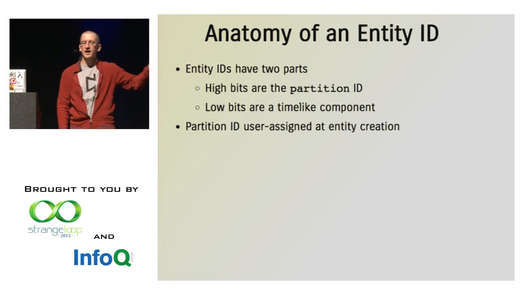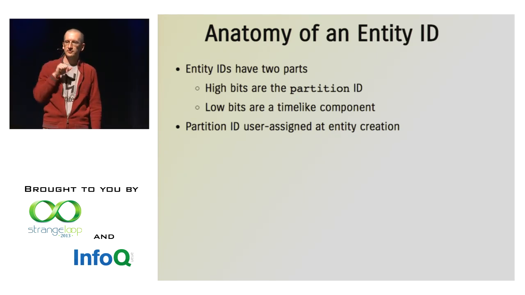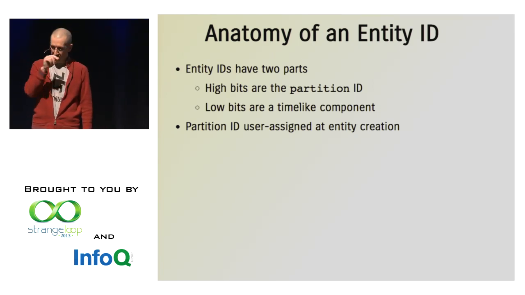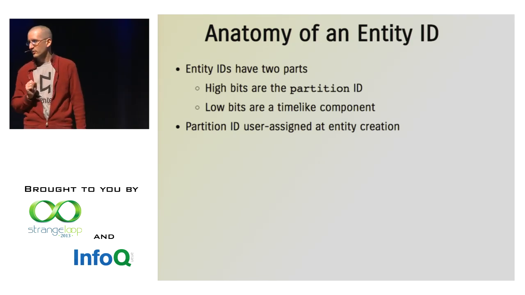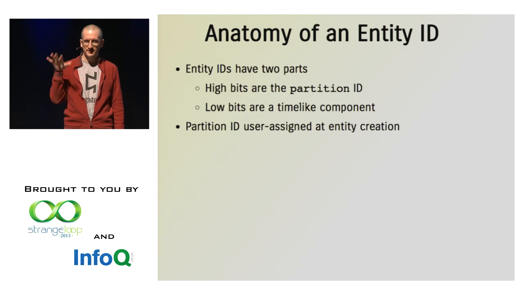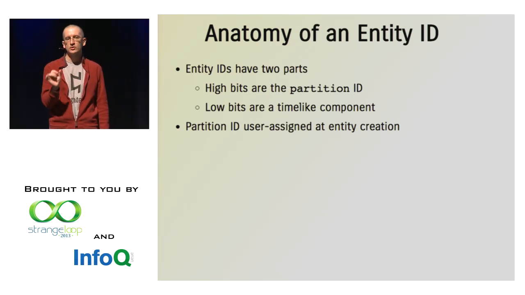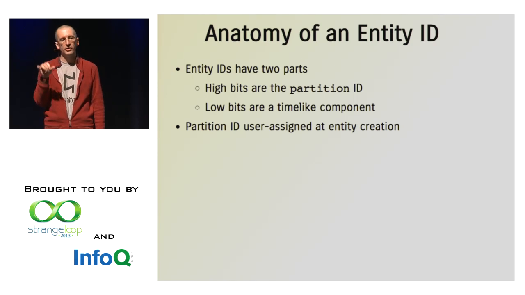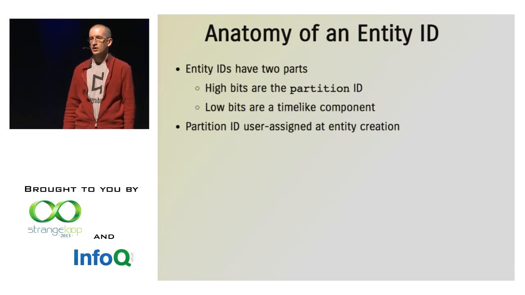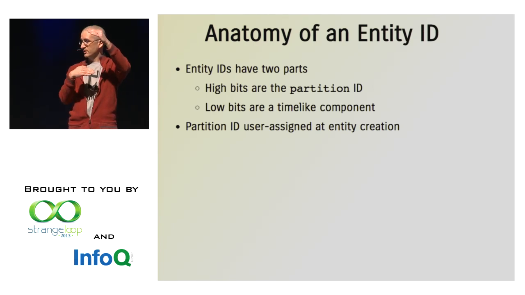Okay, and then the low bits are a time-like component, so it's effectively a number that goes up over time. So why would we want to do this? Well, think about it. The indexes are sorted in some order. Take the EAVT index, sorted first by E. If you can say all event entities have an E whose high bits are the same as all other event entities, and whose high bits are different than hotel entities, what have you done in the index? You've grouped all the datums by entity type or by whatever criteria you want.